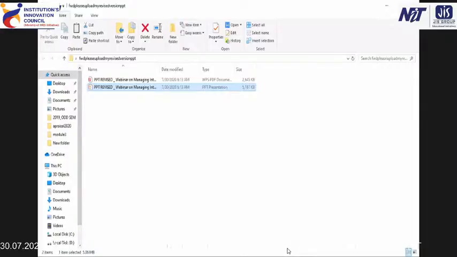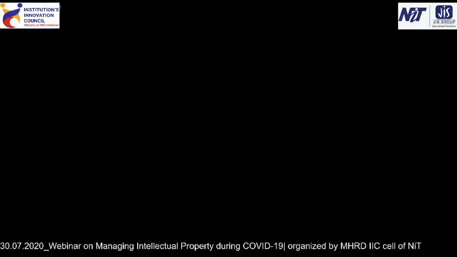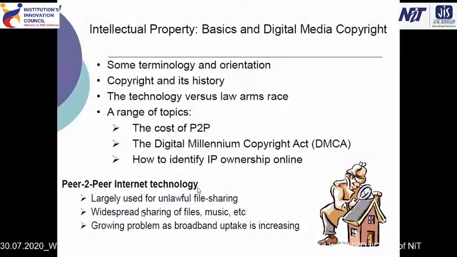The intellectual property, basically the digital medium copyright. So what is intellectual property? It is basically intangible property. The range of topics includes the cost of peer-to-peer, the Digital Millennium Copyright Act, and Digital Rights Management. Peer-to-peer internet technology is largely used in unlawful file sharing. Widespread sharing of files, music, etc. is a growing problem as broadband uptake increases.